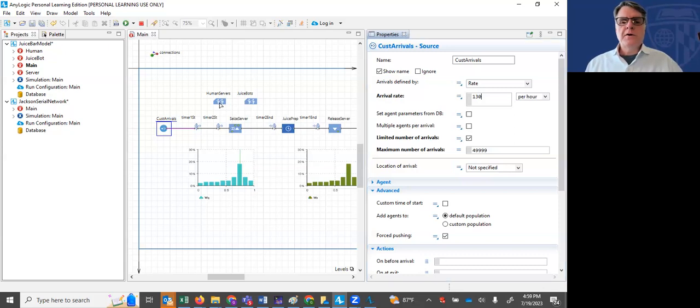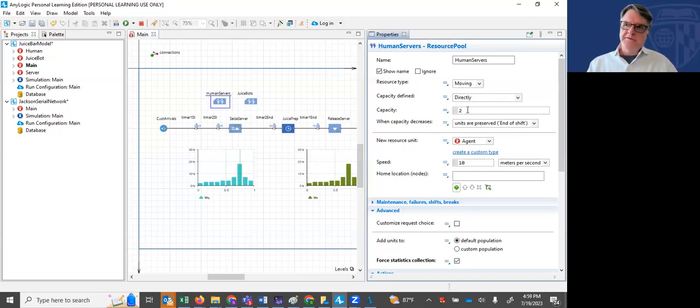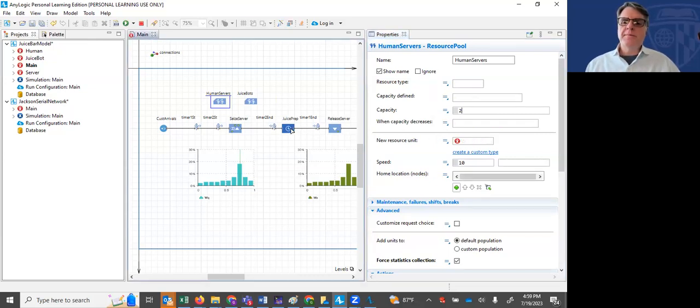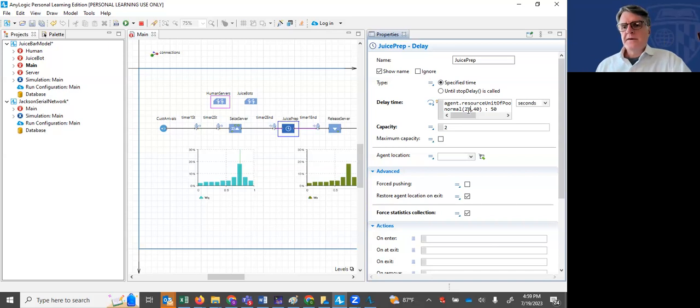I'm going to go into my servers here and change this from 1 to 2. So we're lumping the servers together in a pool, and they're going to serve this line. And I want to go into the juice prep because we previously changed the standard deviation from 20 down to 8, but I want to back that out of the analysis. Now I want to look at doing the pooling in isolation without the training. We'll come back and consider the training in addition to the pooling, but in our first go round, we're just going to consider the effect of the pooling. So I think we're ready to get this done.